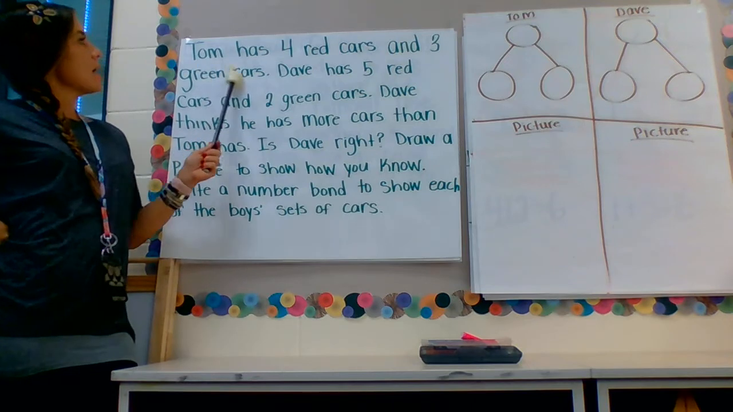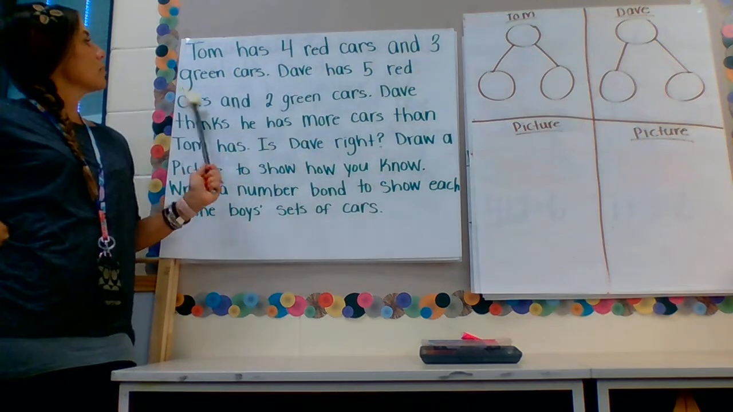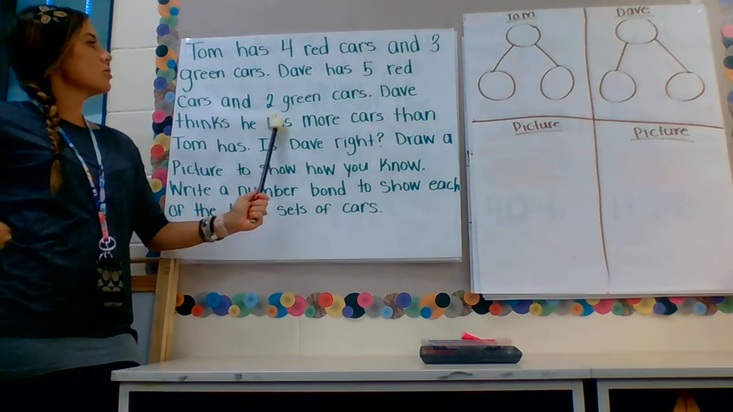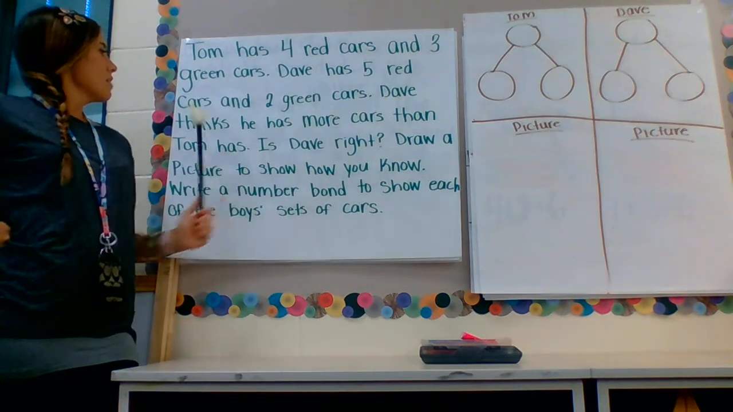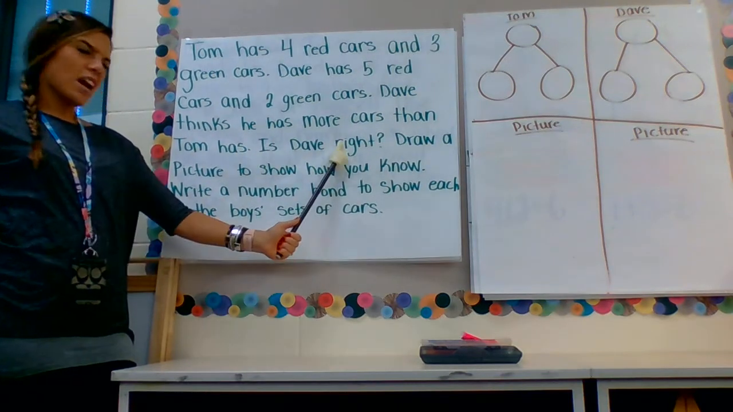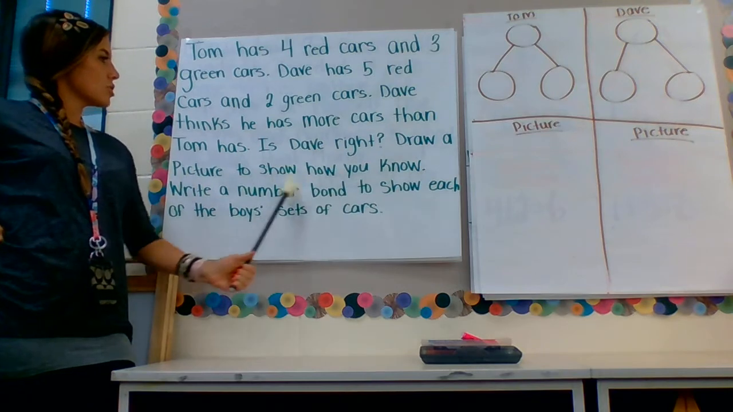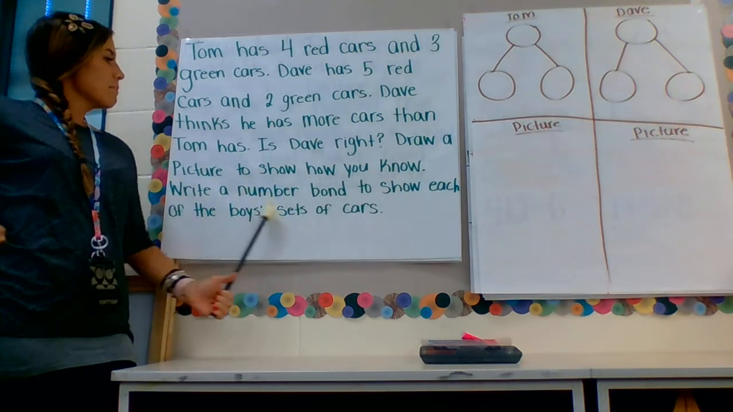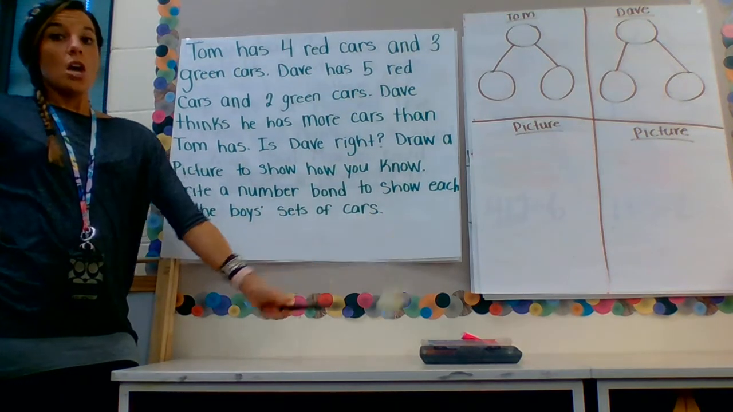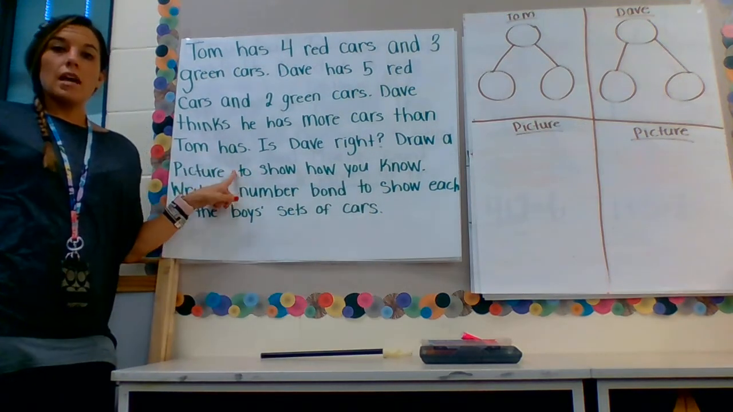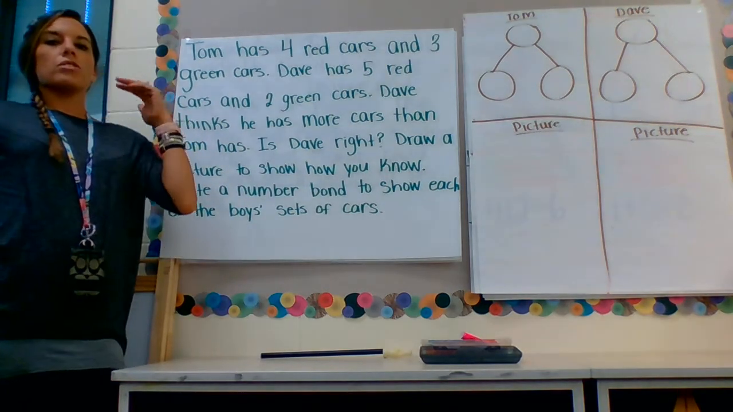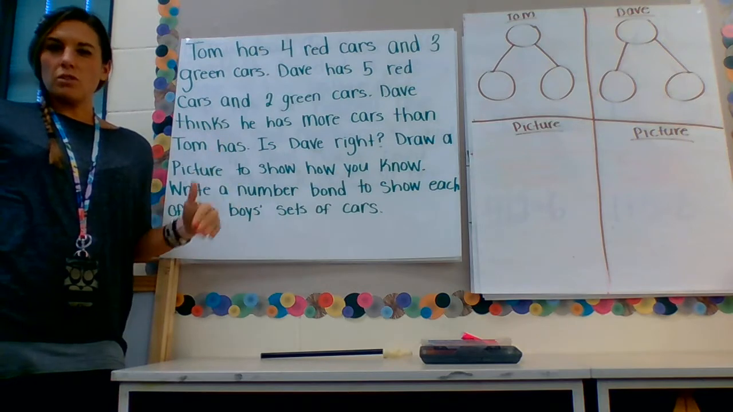Okay? Tom has 4 red cars and 3 green cars. Dave has 5 red cars and 2 green cars. Dave thinks he has more cars than Tom has. Is Dave right? Draw a picture to show how you know. Write a number bond to show each of the boys' sets of cars. So the thing that makes this application problem a little bit more difficult is because, again, there's multiple steps or multiple things you have to do.